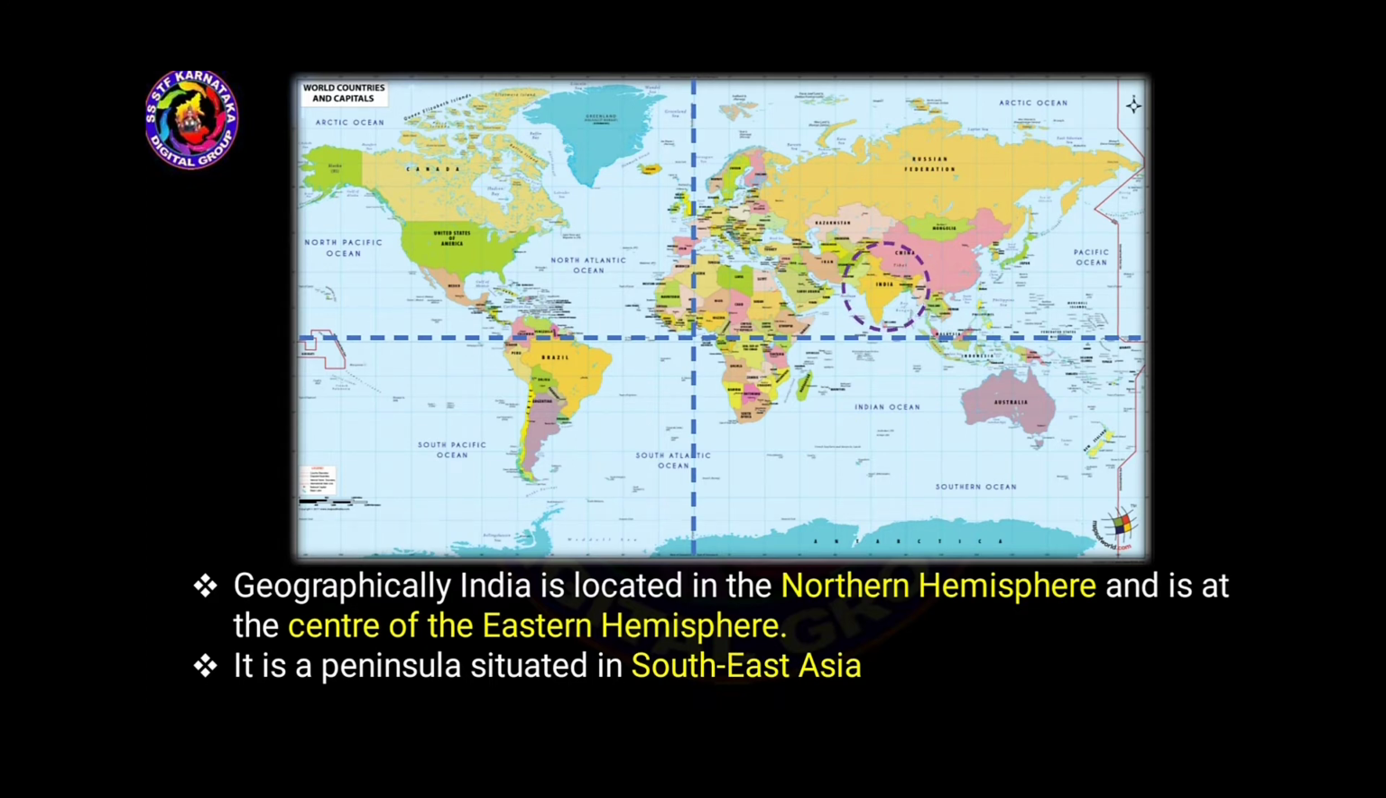Dear students, do you remember what the meaning of peninsula is? Yes, your guess is correct. Peninsula means the area which is covered by water on three sides and land on one side. It is called a peninsula. So our country is a peninsula situated in Southeast Asia.